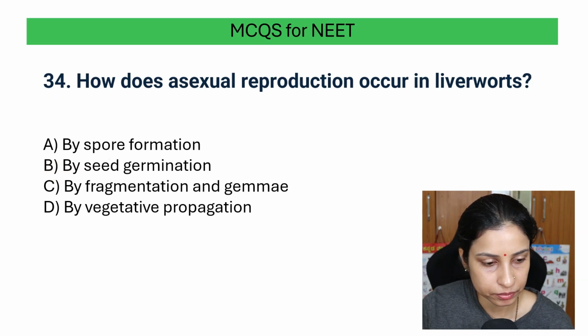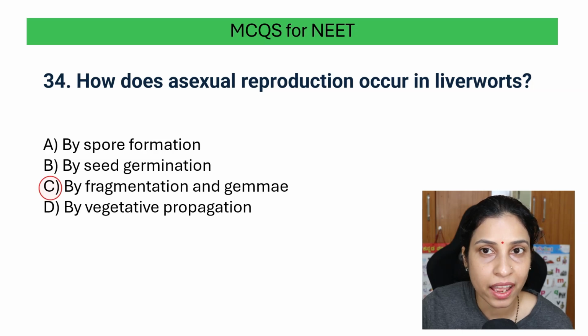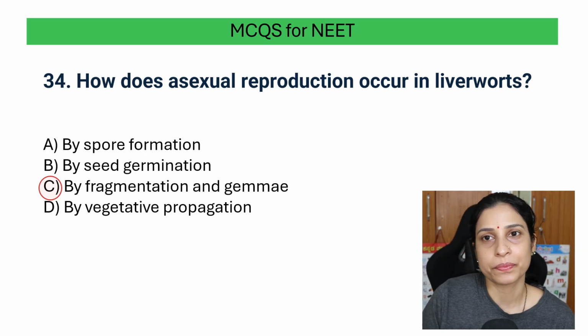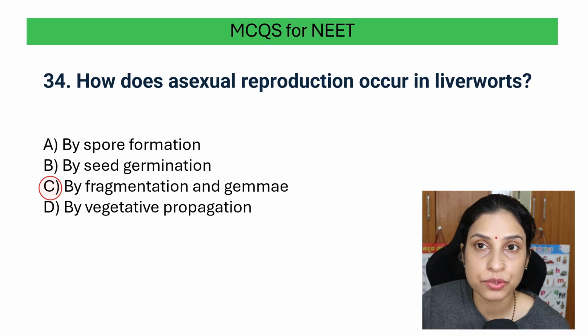Next, how does asexual reproduction occur in liverworts? By spore formation, by seed germination, by fragmentation and gemmae, or by vegetative propagation. In liverworts, asexual reproduction takes place by fragmentation and gemmae. From gemmae, they produce gemma buds. These gemma buds germinate and give rise to a new gametophyte.